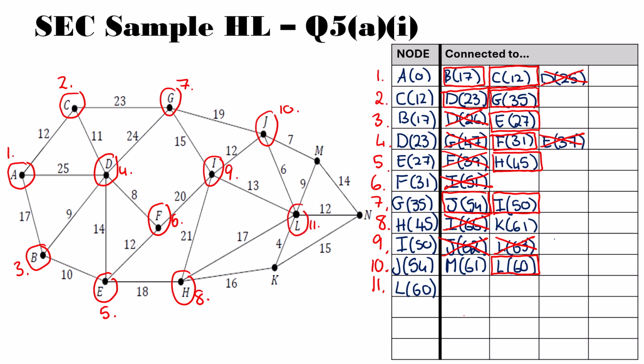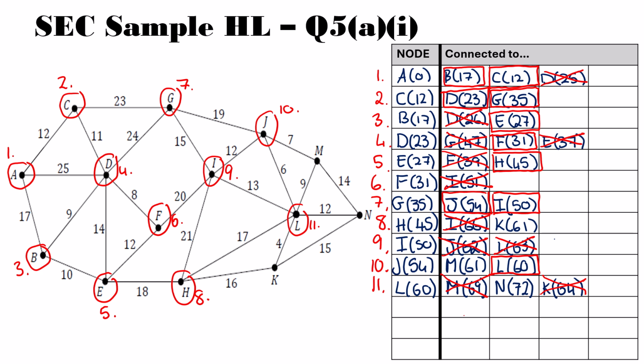So then L can connect to M, which will give us 69. It can connect to N, which is 72, and it connects to K, which is going to be 64. So we have some duplicates here. So we have M, we're going to get rid of the bigger one. We have 2 for K, and we're going to get rid of the bigger one. Now, we have two values that are the same now. We have K and we have M.